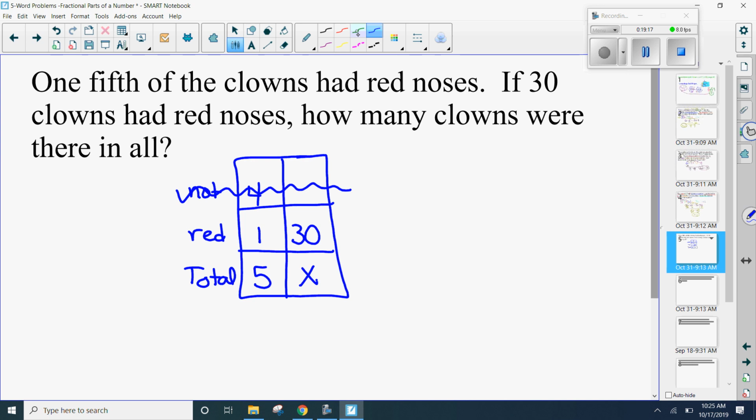So what we do is we cross multiply and divide. So 5 times 30 is 150, divided by 1 is 150. Very good. I was hoping you would get that one. All right, so 150 clowns. I have 150 clowns because I have 30 that have red noses, and 30 over 150 reduces down to 1/5. That's all they're saying. You're just coming up with equivalent fractions.